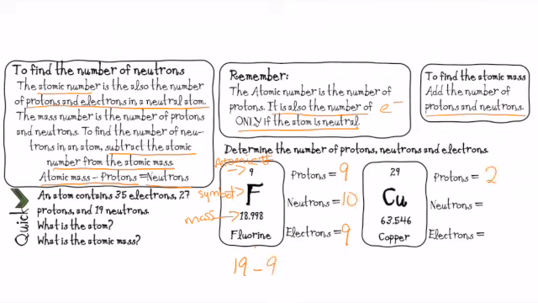Over here we have 29 for our atomic number, so that's the number of protons. 29 would also be the number of electrons, and we'll call this 63 minus 29, so we have 34 neutrons. So quick check. An atom contains 35 electrons, 27 protons, 19 neutrons. What is the atom? So if we look at the number of protons, this tells us what the atom is. So 27 protons would be cobalt, and our mass is the number of protons plus neutrons.